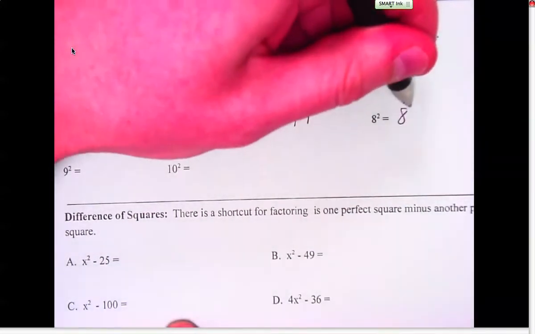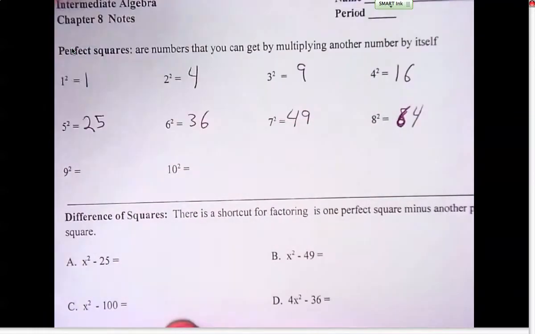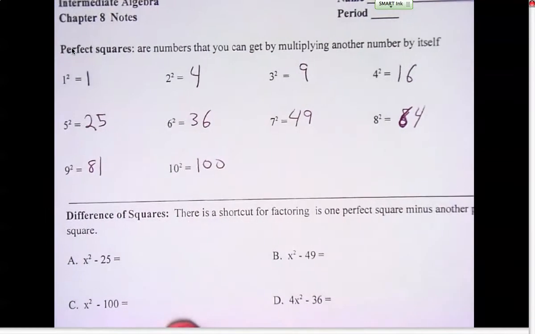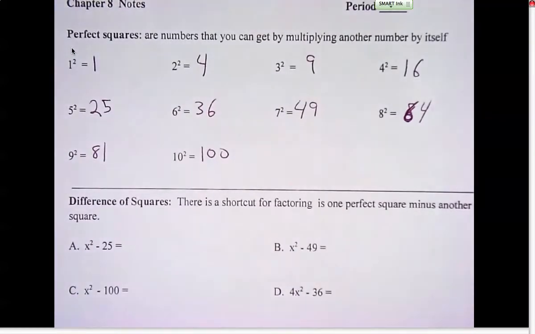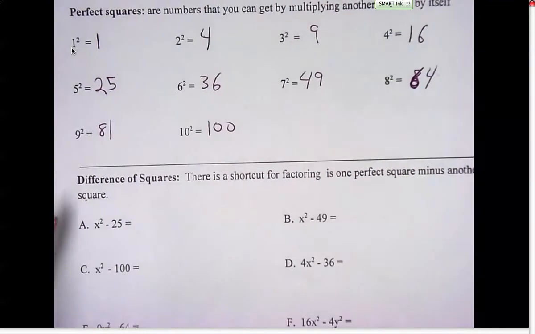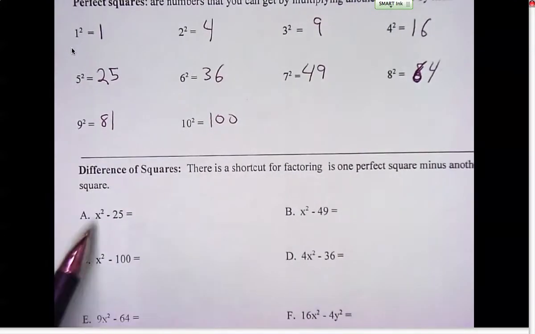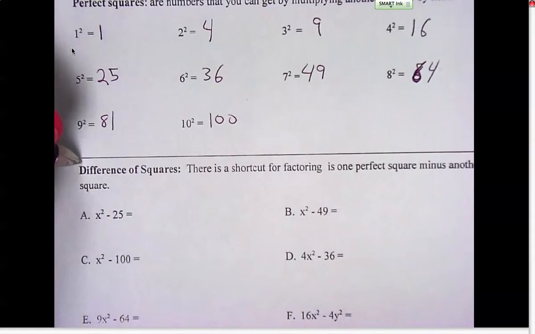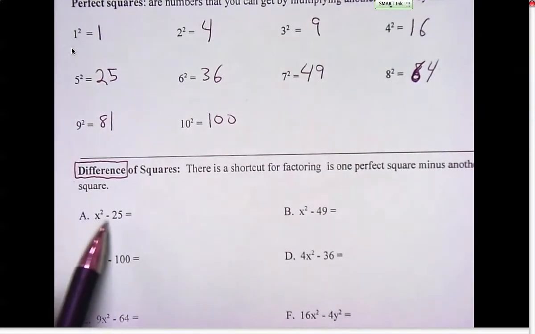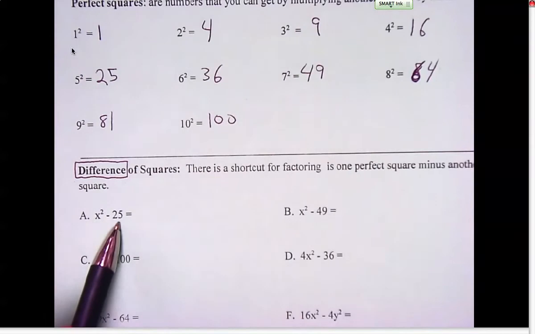We want to have them, 64, right? 8 squared. And we want to make sure we recognize these. We have them in our notes so that we can see them when they show up. And so anytime we see one of these numbers in a factoring problem, we should start thinking about whether we can use this shortcut. Difference, of course, means subtracting. And so in order for this trick to work, we always have to be subtracting two things that are squared.